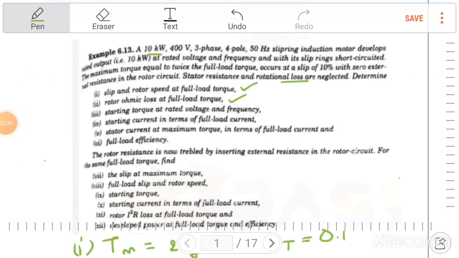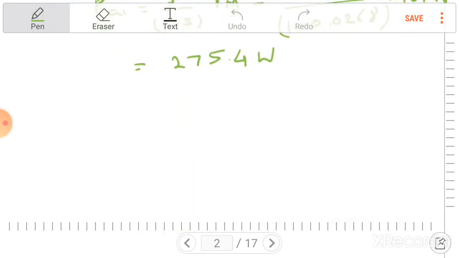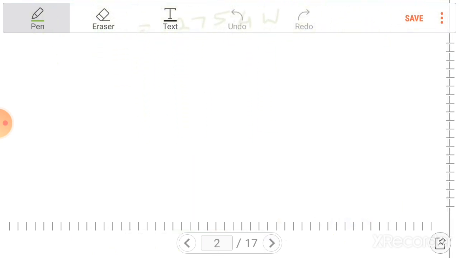In the third part, starting torque at rated voltage and frequency is asked. So to find the starting torque, first we have to find the full load torque, and after getting the full load torque we will find the starting torque with the torque ratio relations.